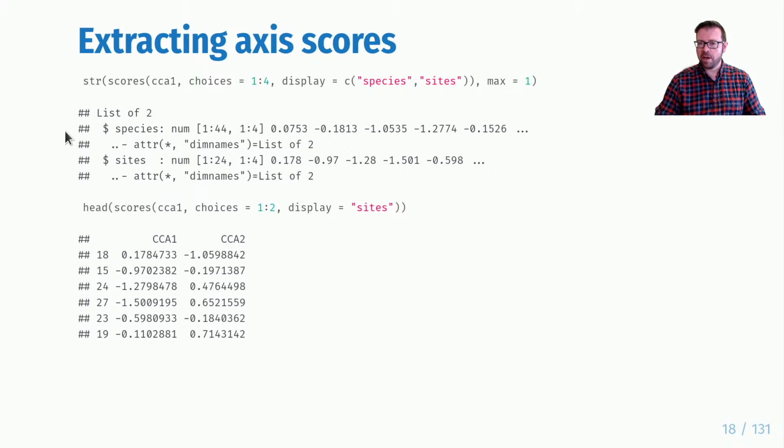Okay, so here I'm extracting 4 of them, so I get back a list with a species component for the species scores. That itself is a matrix with 44 rows and 4 columns because we wanted 4 axes, and there are 44 species. And then we have a sites component, and there are 24 sites in this data set, and we ask for 4 axes. And if you just ask for one of them, here I'm just showing asking for axes 1 and 2 and the site scores, you just get the matrix returned. You don't get this list.